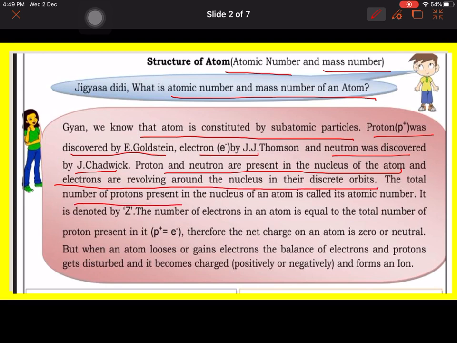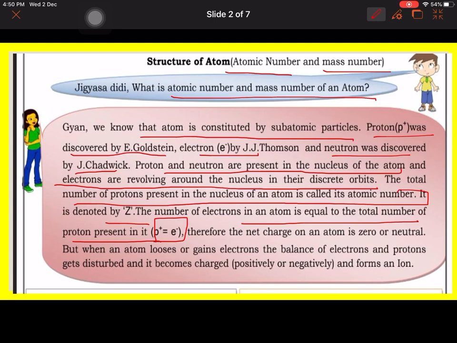So the total number of protons present in nucleus of an atom is called the atomic number. So this is the definition. It is denoted by letter Z, and the number of electrons in an atom is equal to the total number of protons present in it. So protons and electrons are always equal in an atom.